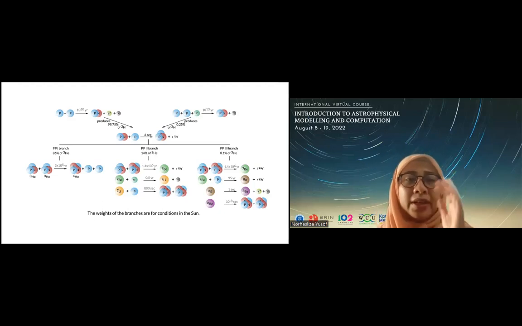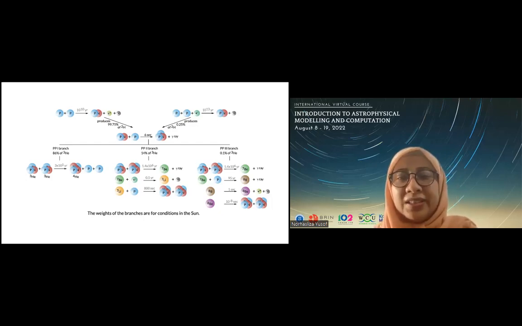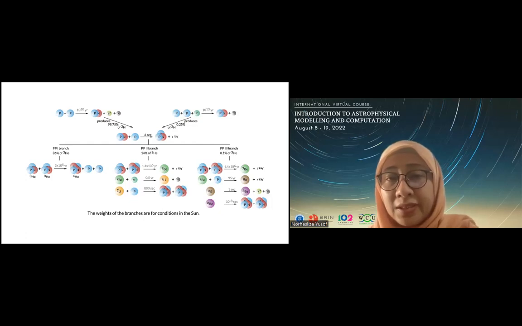Okay, so what happened here is when we have to study different types of stars, for example, one thing that we have to consider is whether we are going to study an old star or a new star. An old star has a different composition, and the new star will have a different composition.